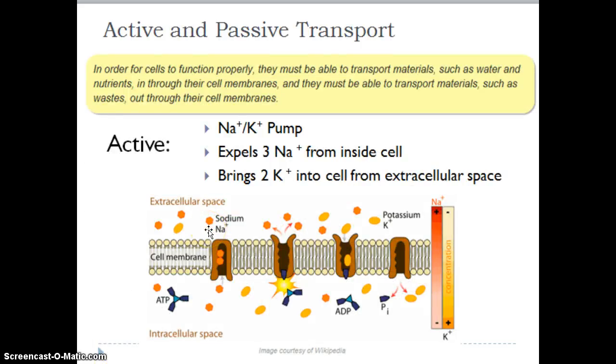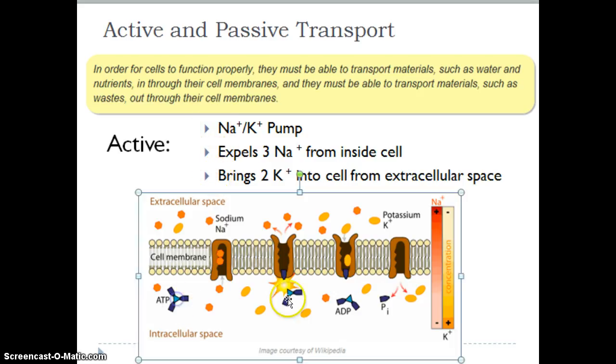This potassium pump was talked about earlier, and we're going to do it again. The next topic is active and passive transport. And the potassium pump is an active transporter. It kicks out 3 sodiums and it brings in 2 potassiums, and it does it all with the cost of one ATP molecule.